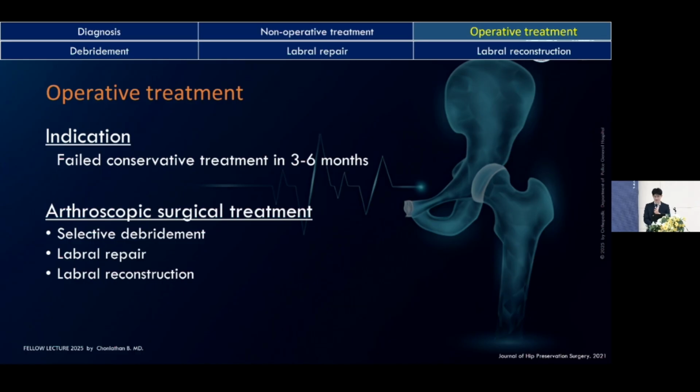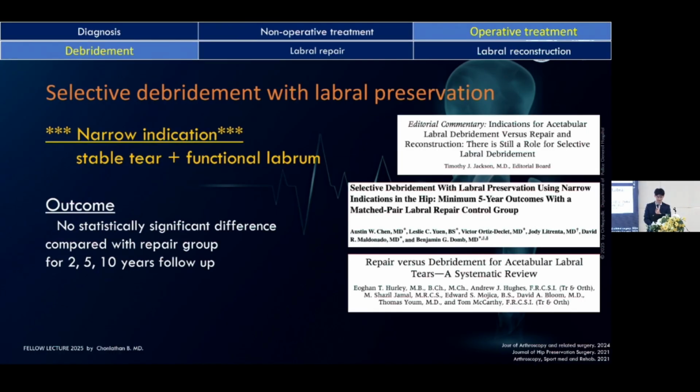So we go to the operative treatment, which is indicated after 3 to 6 months of failed conservative treatment. Minimally invasive surgery is now the gold standard, and there are 3 options as shown, and we will go one by one. For the first one, selective debridement with labral preservation is indicated in a stable and viable labrum. For the outcome, there is no statistically significant difference compared with the repair group at 2, 5, and 10-year follow-up, reported in patient-reported outcome, Harris hip score, and hip arthroplasty conversion rate.